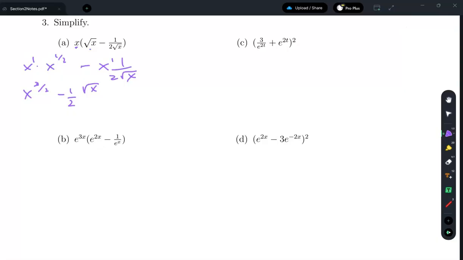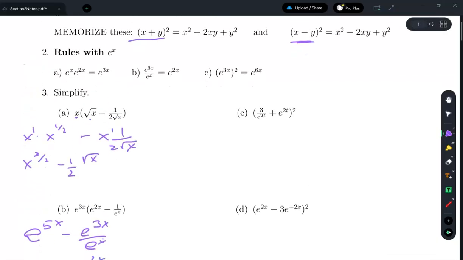Distributing here, I'm going to multiply, so that means adding their exponents. And then here, let me just go slow: e to the 3x over e to the x. I'm going to subtract these, right? So e to the 2x. And you know you cannot join those together.